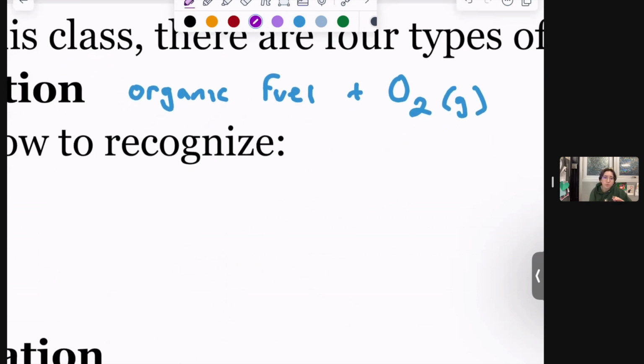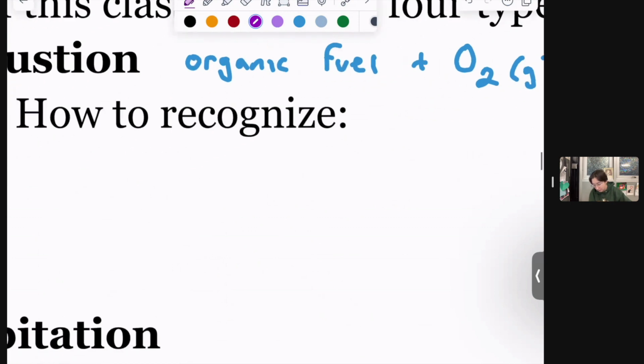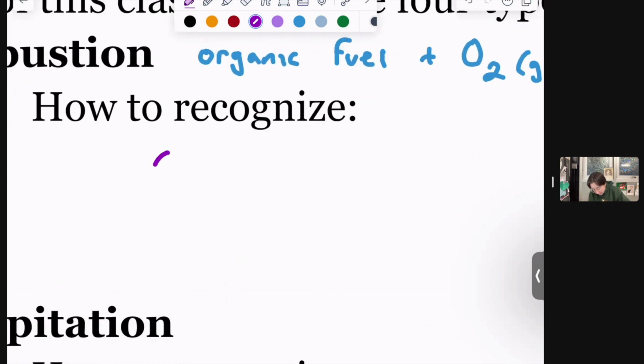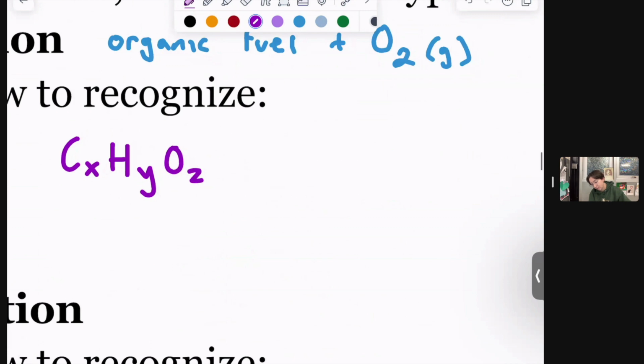This one, it just always kind of looks the same. Organic means made of carbon mostly, and then hydrogen or oxygen or nitrogen. So you'll have something that kind of looks like this: some amount of hydrogen, some amount of carbon, maybe some oxygen in there, maybe some nitrogen in there, but always a whole bunch of carbon.